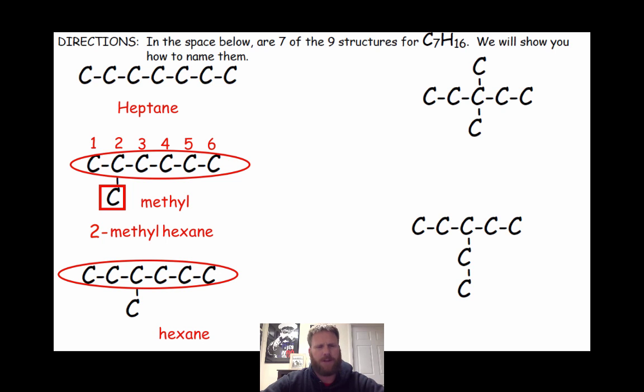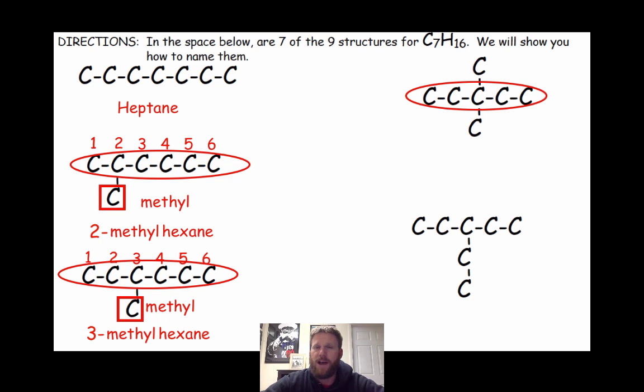The next one is also a 6-carbon chain. So that is hexane once again. This time we're still going to number left to right, because we can get a 3 numbering left to right, or if we numbered right to left, we would get a 4 on that carbon. We want the smallest numbers, so we're going to number left to right, get 3, and that is still a methyl group. So this is 3-methylhexane.